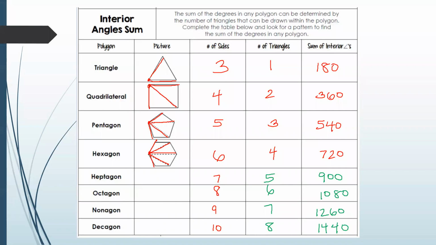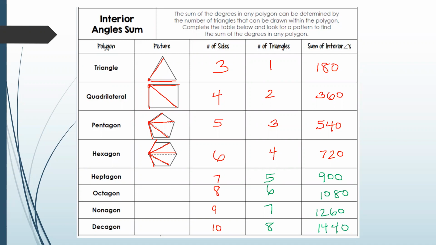Right, so hopefully you saw the pattern where the number of triangles was just going up by 1. So when the number of sides went up by 1, the number of triangles went up by 1. And the sum of the interior angles was going up by 180 degrees. Now there's a way to actually relate the number of sides to your number of triangles. How would I get the number of triangles knowing the number of sides?